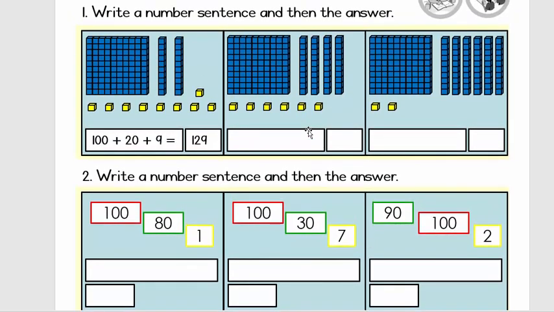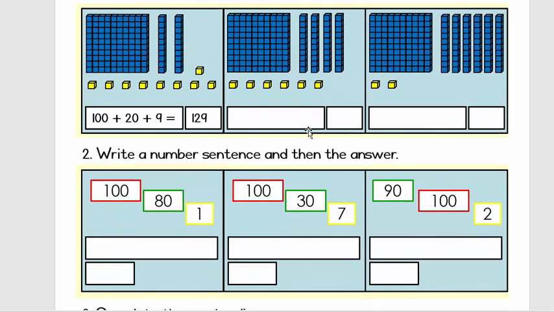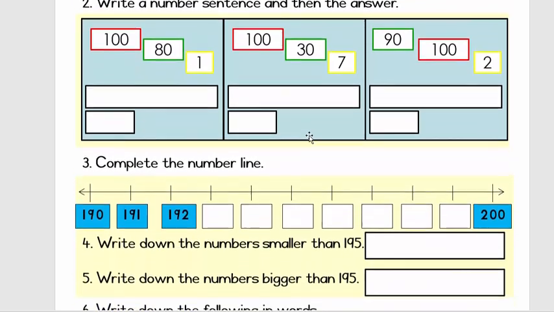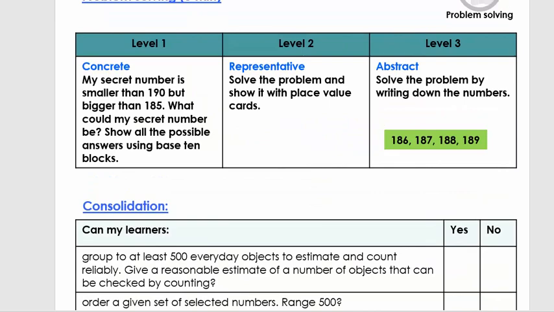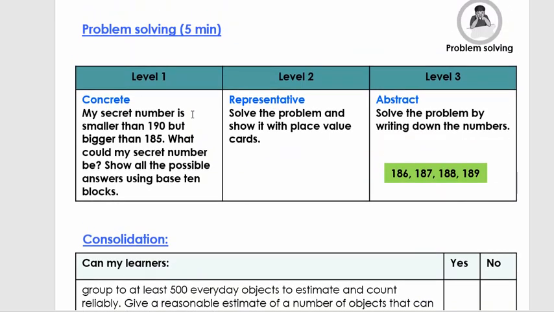So we start with question number 1 and 2. Pause the video. Now we're going to carry on with question number 3 to 6. Pause the video. Now we're going to go to the last page where we have problem solving. Now I want you to do level 1, level 2, level 3 problem solving. So it's time to pause the video.